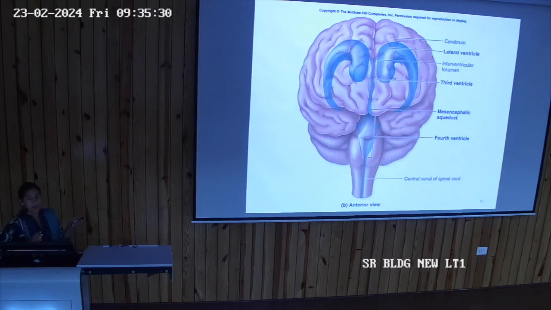You cannot have a view of the whole lateral ventricle. You can just see it by doing a radiography technique. We can see the whole image of the lateral ventricles. Otherwise, when you see the sections in anatomy, you cannot see the whole of the ventricle in one single section.